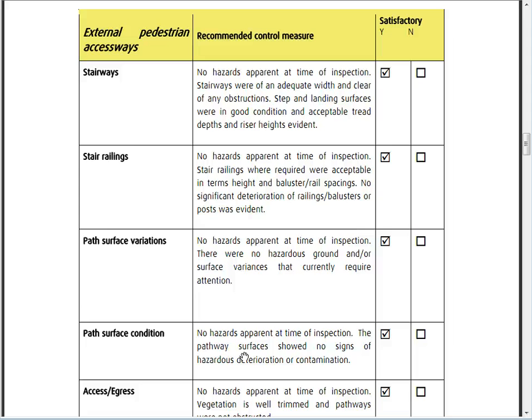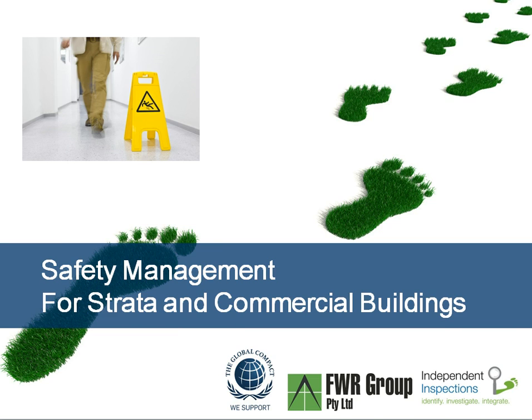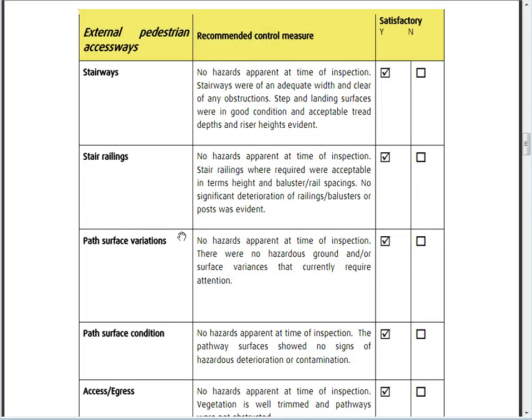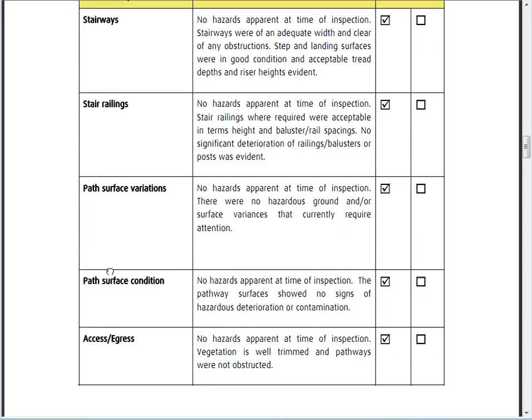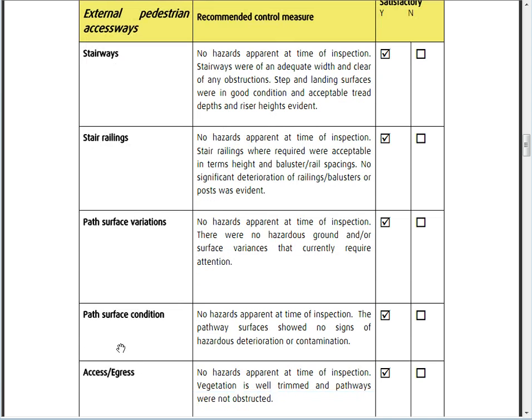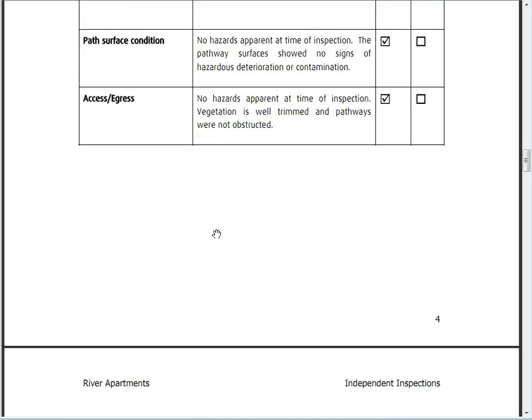So next section, external pathways, so we're looking at stairways, making sure that they're built to the building code. So when we're looking at our other one here, stairways from here, that would be a non-complying stairway. Path surface variations, path surface condition, access and egress again, so that's all pretty straightforward from there.